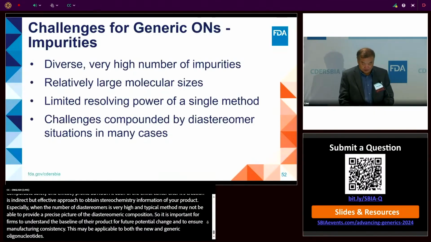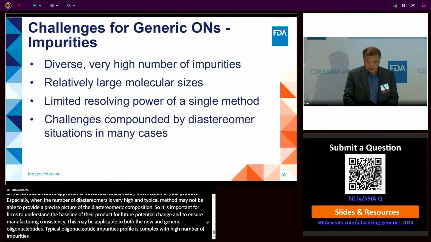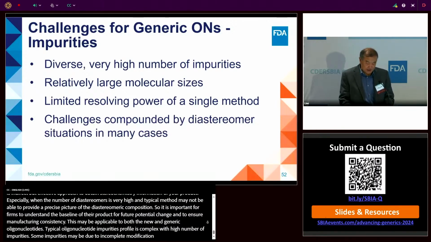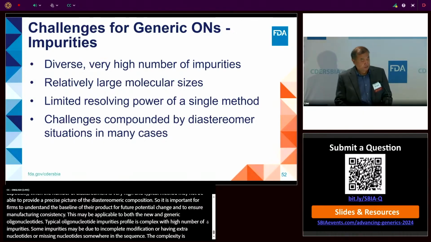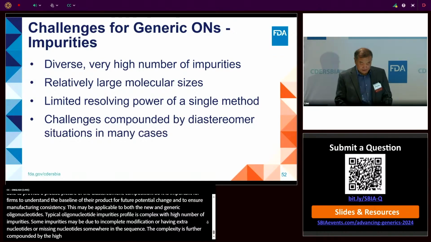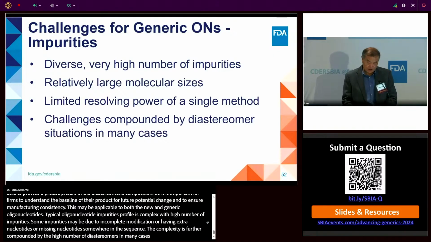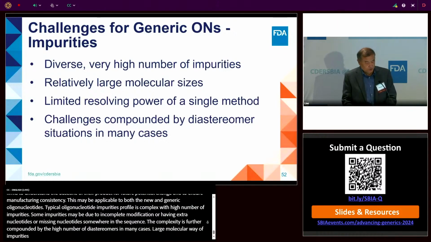Typically, oligonucleotide impurity profiles are very complex, with a high number of impurities. Some impurities may be due to incomplete modification, or having extra nucleotides or missing nucleotides somewhere in the sequence. The complexity is further compounded by the high number of diastereomers in many cases. The large molecular weight of impurities makes it challenging to separate impurities with small structural differences.